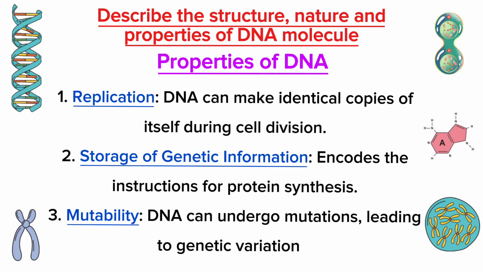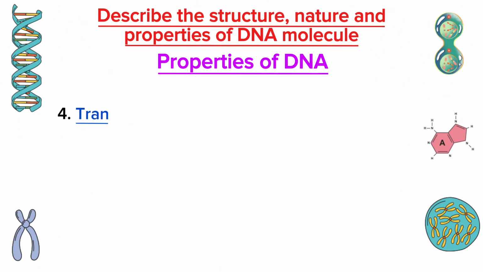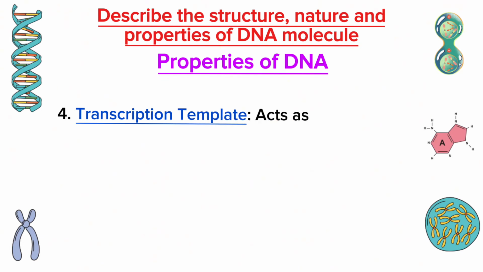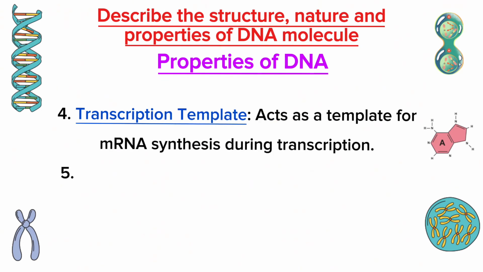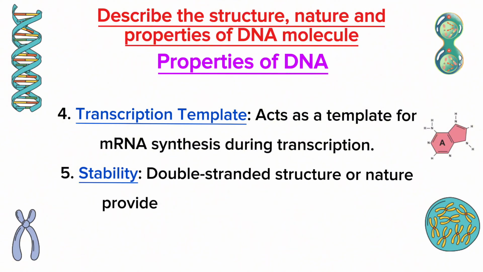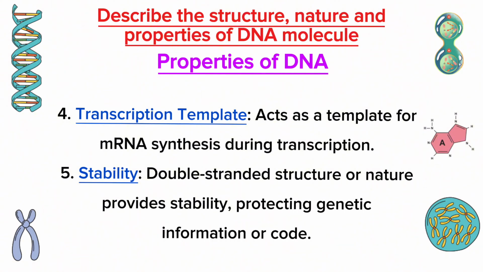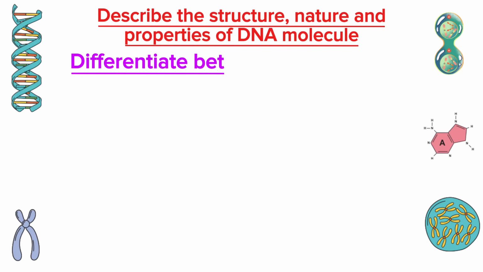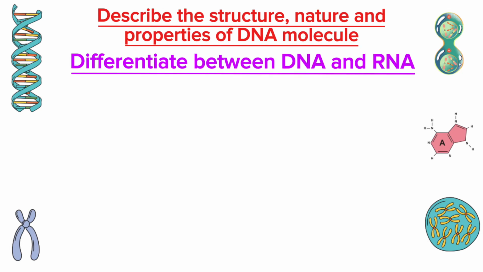Mutability. DNA can undergo mutations leading to genetic variations. We have transcription template. It acts as a template for mRNA synthesis during transcription. And we have stability. Double-stranded structure or nature provides stability, protecting genetic information or code. So the last part that we're going to talk about today is differentiate between RNA and DNA.